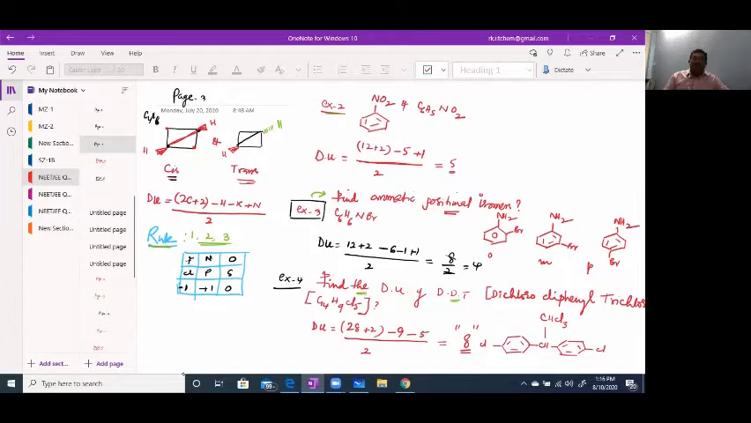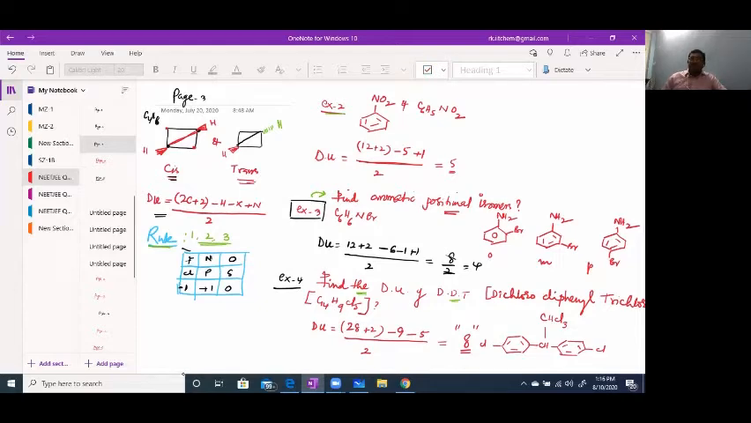Whatever the degree of unsaturation, the formula is already given. Certain rules are there, 1, 2, 3 rules. If halogens are there, we subtract 1. If nitrogens are there, we add 1. If oxygen or sulfur are there, no addition and no subtraction is to be done with respect to this formula. These are all the 3 rules. Instead of writing such a lengthy way, we can do this. For example, I'm doing it with this also.